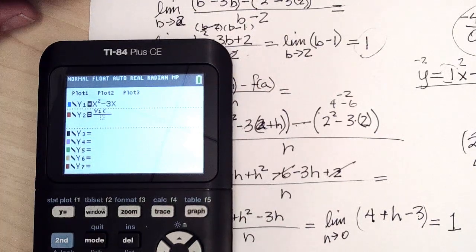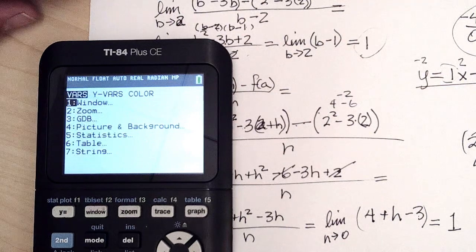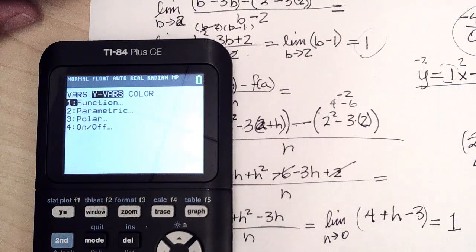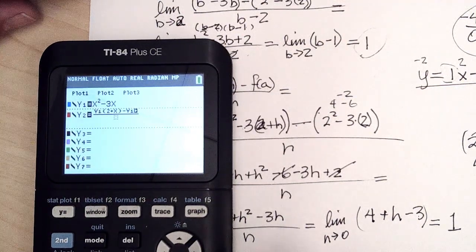Now here's the only part that changes. I'm looking at 2, so I have to put in 2 plus h, which I'm going to use x for the h, in this. Then minus, and I close the parenthesis, and then y1, vars, y variables, function y1 of just the 2, parenthesis, 2, close parenthesis, over h, but I'm using x for the h.